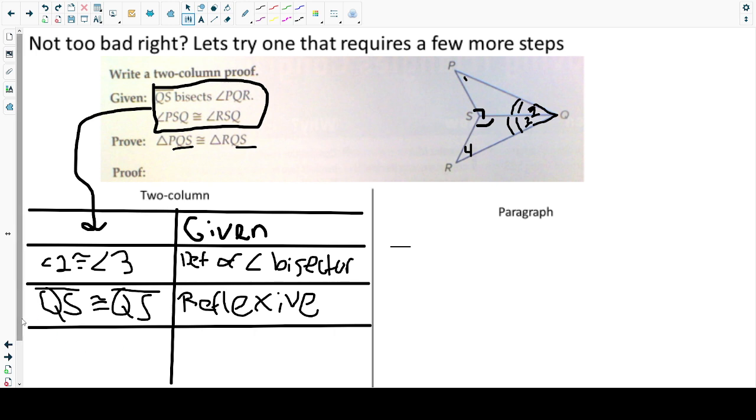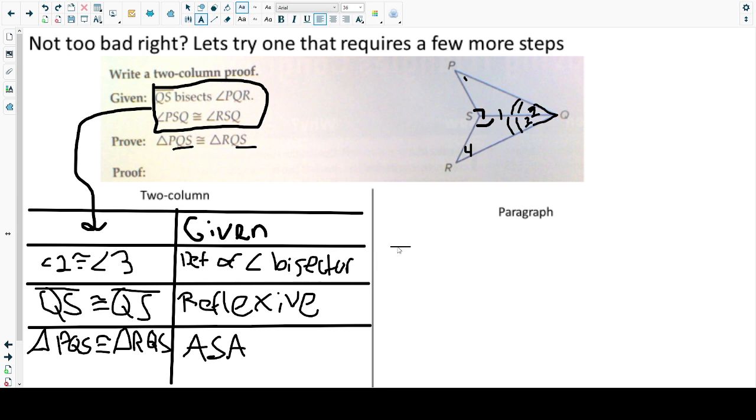Now that we have them as reflexive, we can go ahead and finish our proof because now that we have two angle pairs and a side congruency between them, we can finish the proof by saying that triangle PQS is congruent to triangle RQS by, again, angle, side, angle. The side is between the two angles, so it's ASA in this case. Right? So a 4-step proof, give or take.